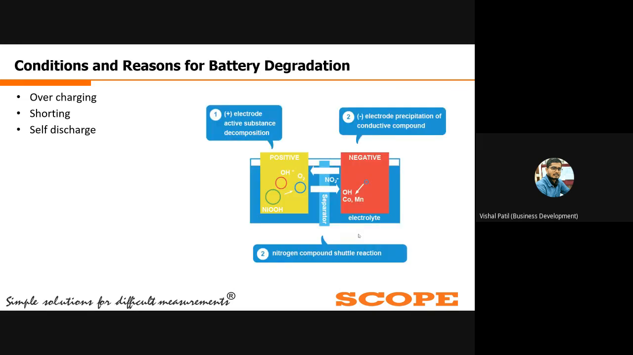Then next, self discharge. As I said earlier, if your battery bank or cell is in idle condition, still due to the chemical reaction inside it, the self discharge will take place. And due to that, the battery capacity will get reduced.